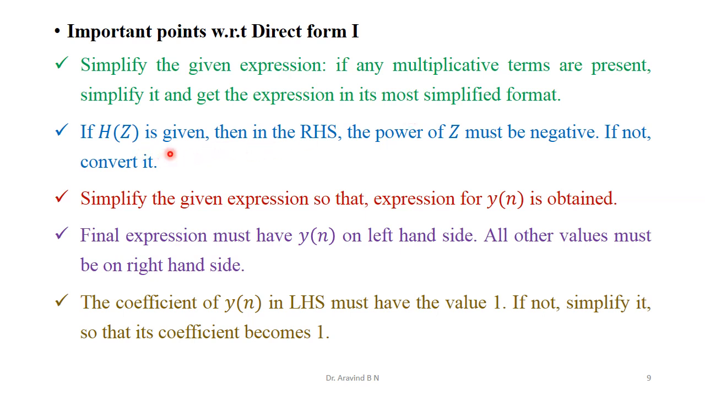Then if H of z is given, then on the RHS, the power of z must be negative. If not, make a conversion. Then simplify the given expression so that the expression for y of n can be obtained. That is what we need as a part of the final realization. The final expression must have y of n on the left hand side. All other values must be on the right hand side. The coefficient of y of n must be 1 on the left hand side. If not, just make sure that you get that 1 by some means.